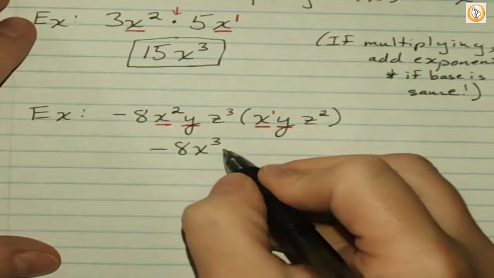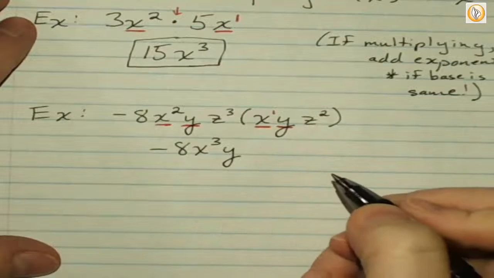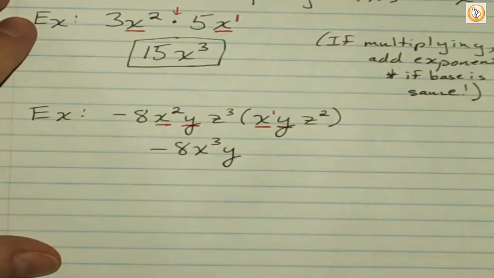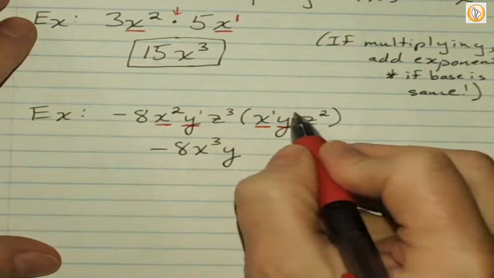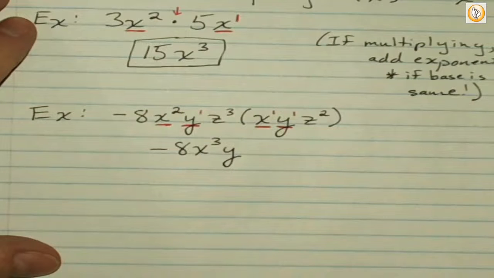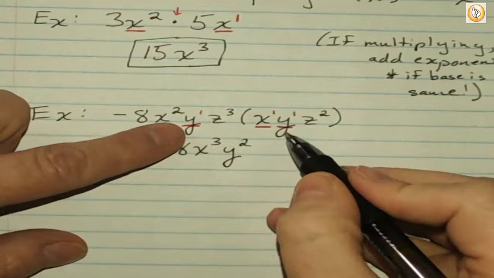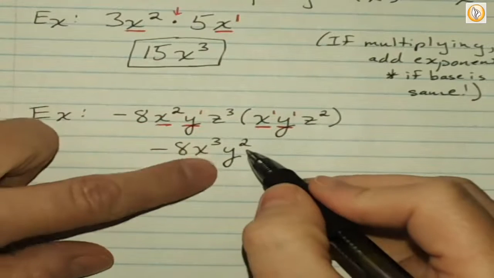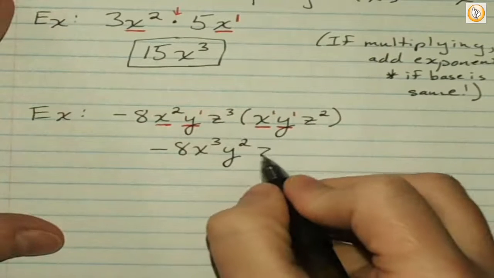Cecilia, what would the y be? 1 and 1. So then, in the answer, what would it be? That's right, y to the second power. Bases are the same. We add the exponents. And then z.